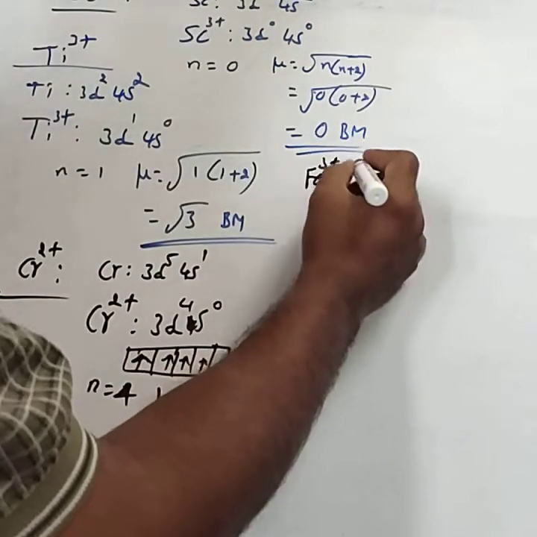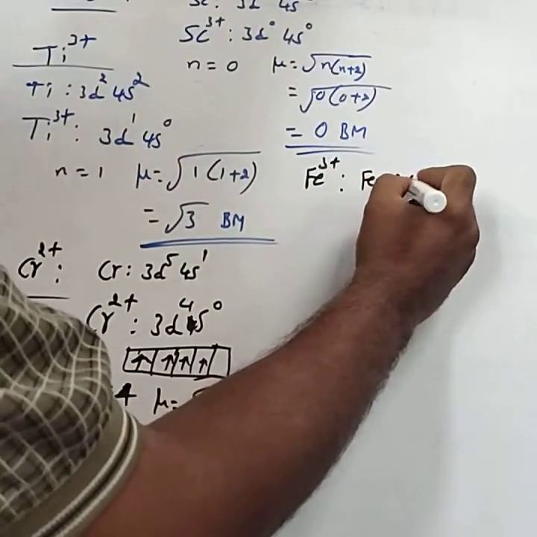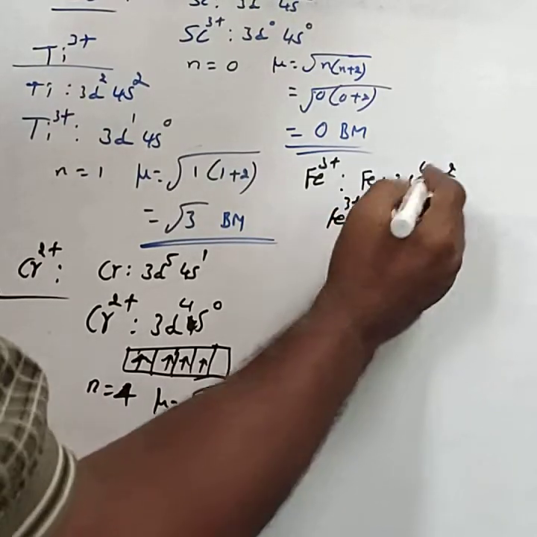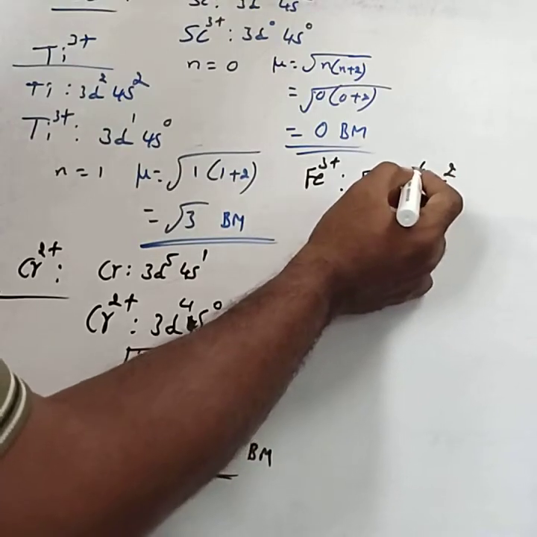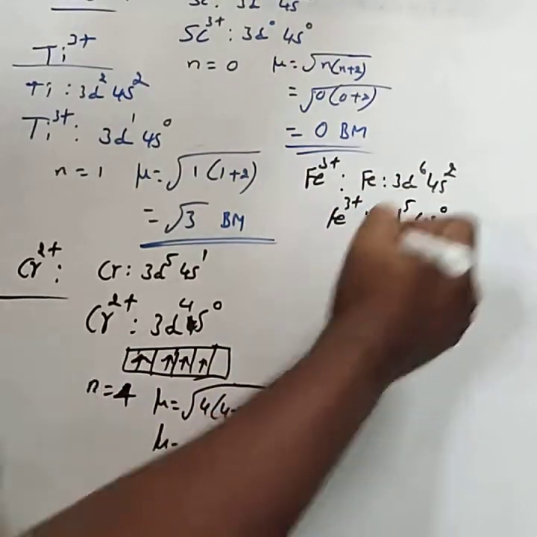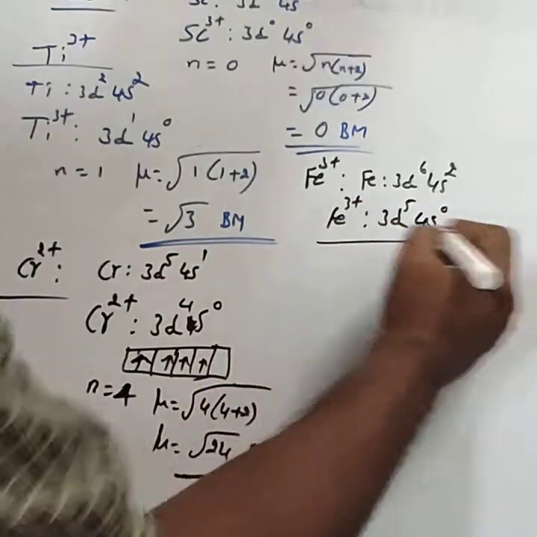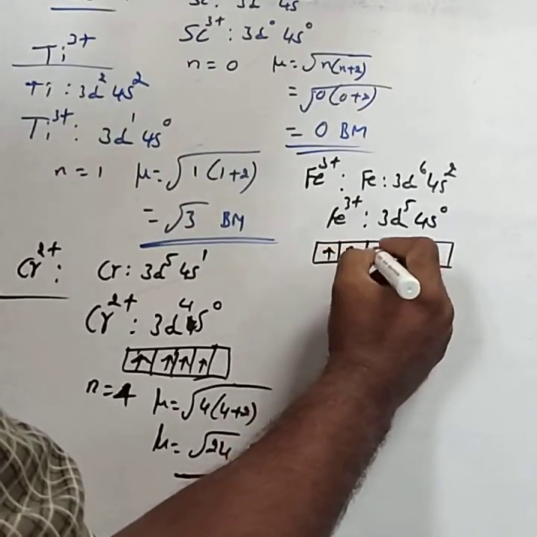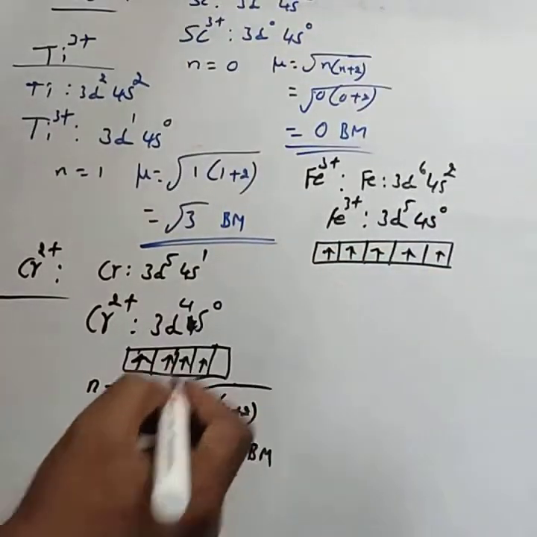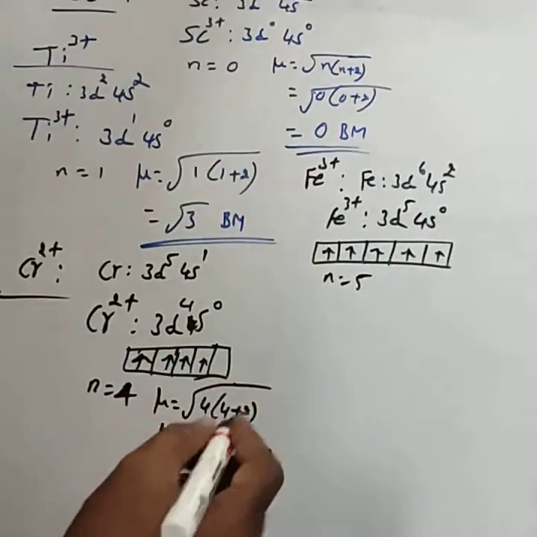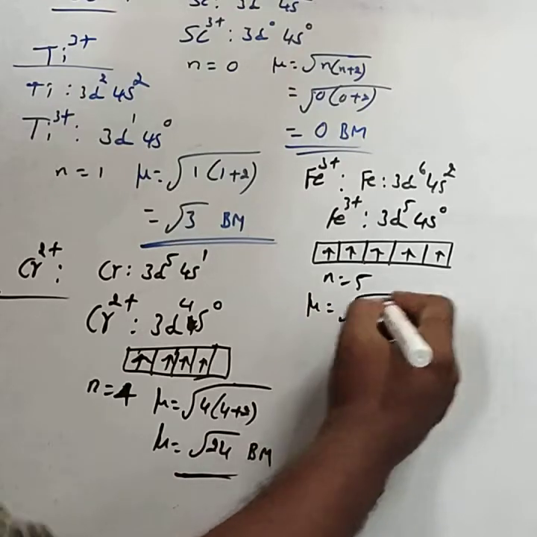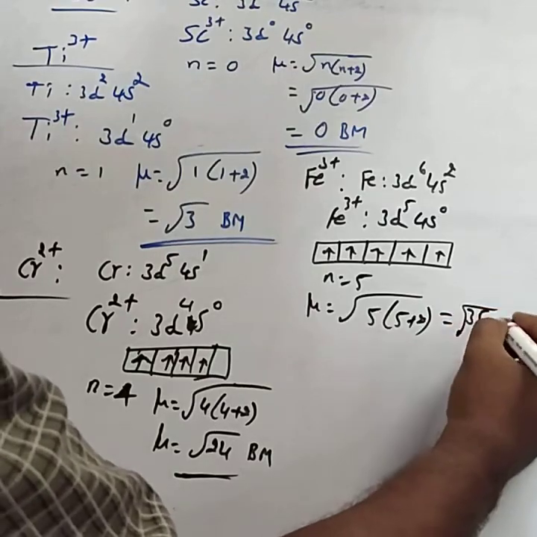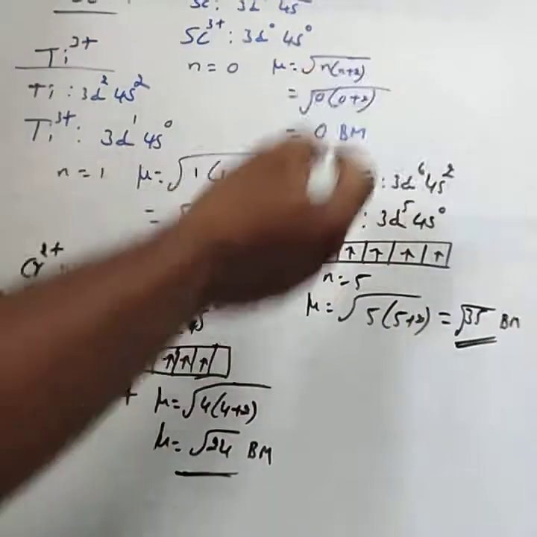Fe3+ magnetic moment: iron is 3d6 4s2. Fe3+ means you have to remove 3 electrons, 2 from the 4s and 1 from the 3d, so it becomes 3d5 4s0. For 3d5, according to Hund's rule, you fill the electrons. It has 5 unpaired electrons, so n equals 5. Then the magnetic moment is root of 5 into 5 plus 2, that means root 35 Bohr magneton. Very important one for the 2 marks.